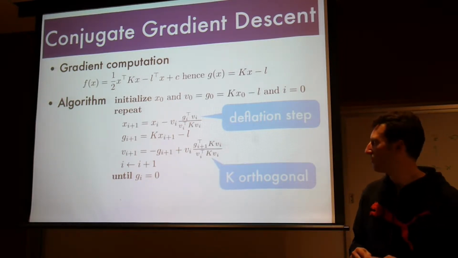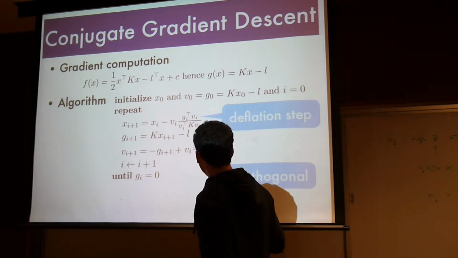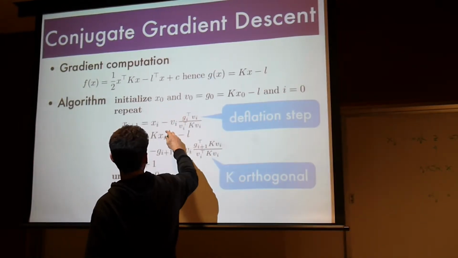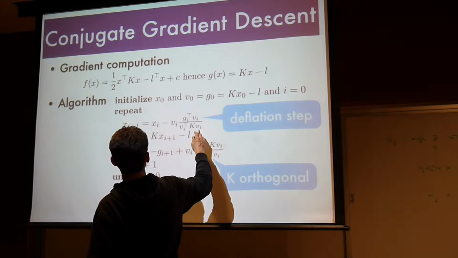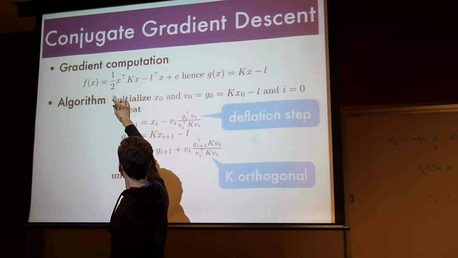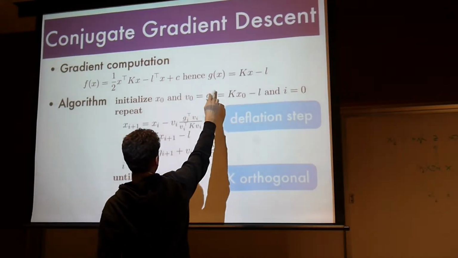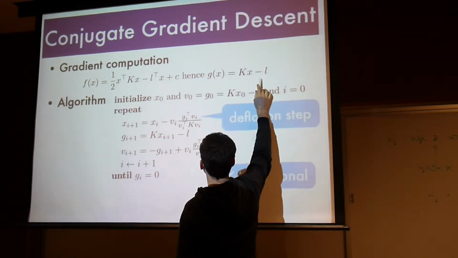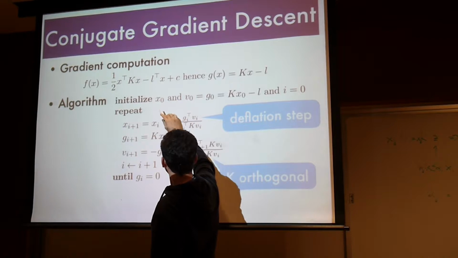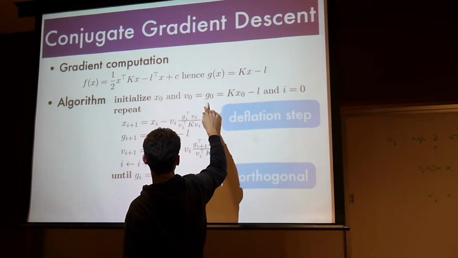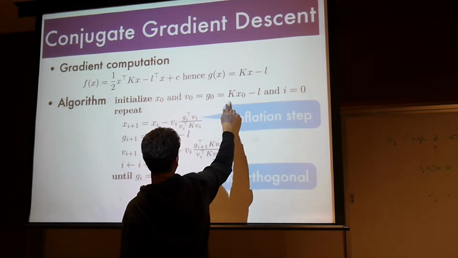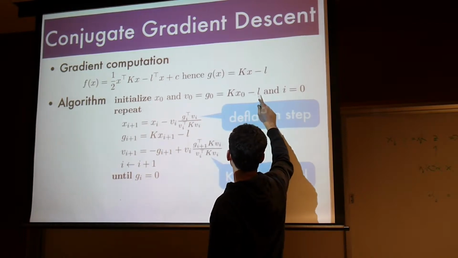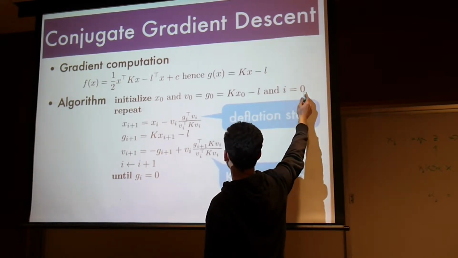Okay, so how do we do it? Let's, for the moment, just look at these iterations here. I have this function f, and I compute the gradient at each step. That's Kx minus L. I initialize x naught, and v naught to be g naught, which is K times x naught minus L, and I set the counter to 0.